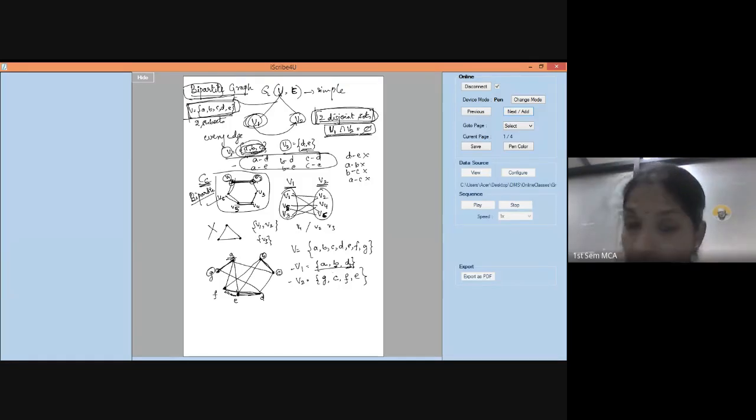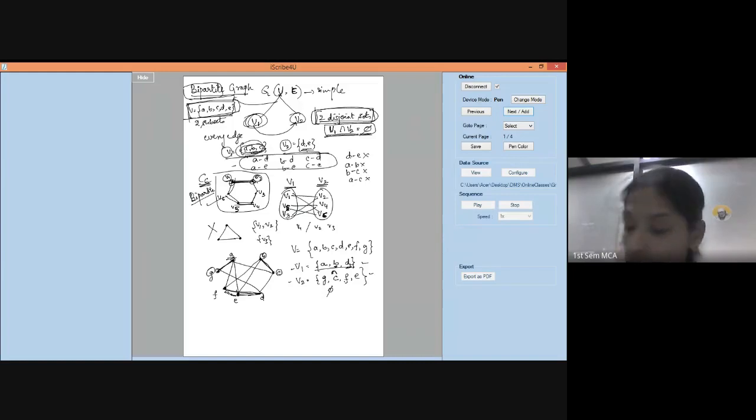So now if I take the intersection of these two sets, V1 and V2, it is still a null set. That means these two subsets are disjoint. And I have every edge which is connecting from V1 to V2.